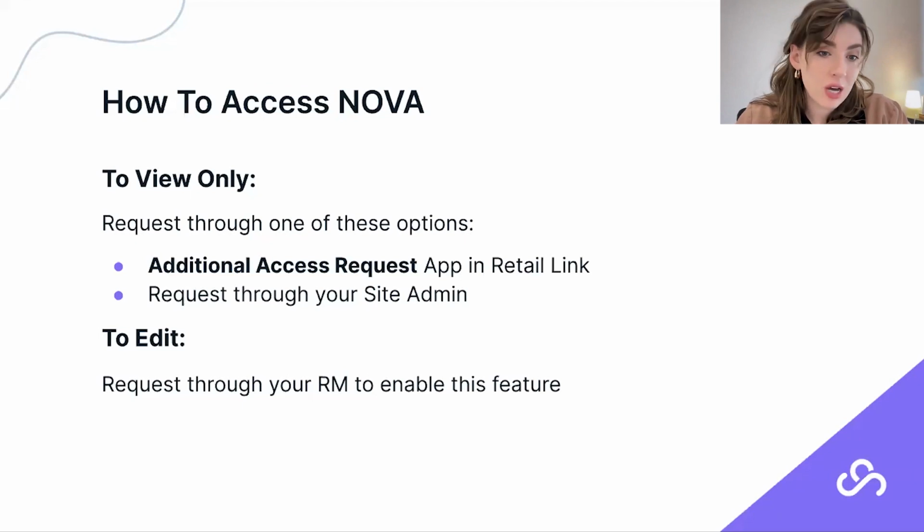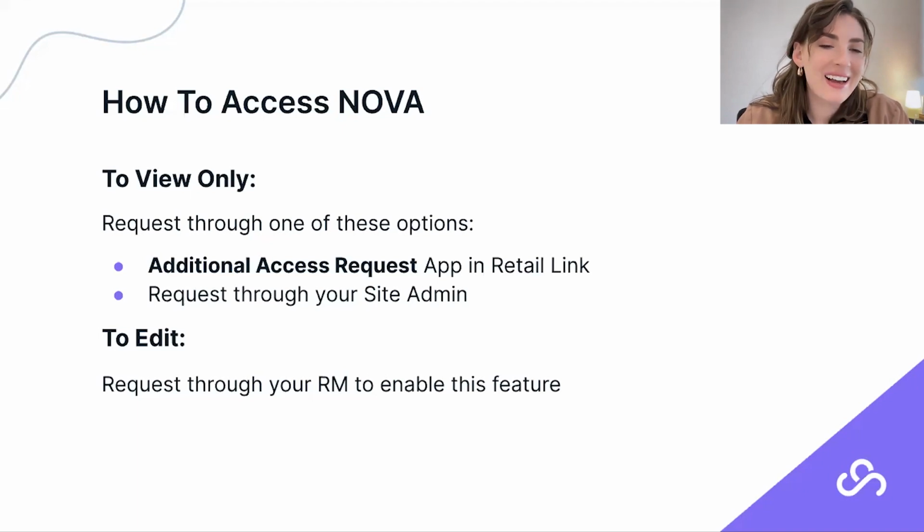There are a couple of different options. There's a view-only option, and you can request that through the additional access request app in Retail Link or through your site admin. If you don't know who that is, I would go read the article that we have, or we can always answer questions on how to find your site admin, but you should know them at this point.